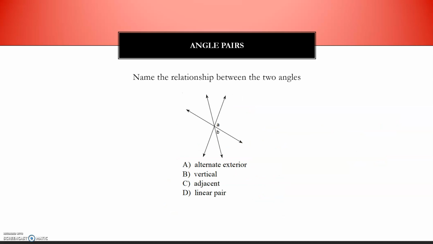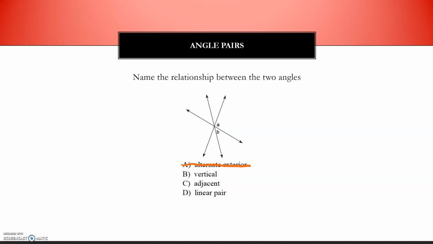So now that we've looked at that, we can talk about different angle pairs, okay? So between the two angles A and B, they've given us 4 choices. Alternate exterior, I will tell you right now, can go away. That is only applied when we have 2 parallel lines cut by a transversal. That's not what we have here.